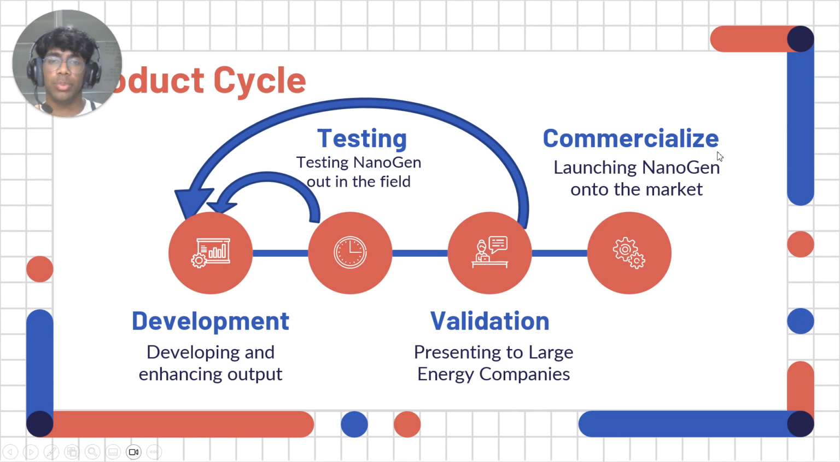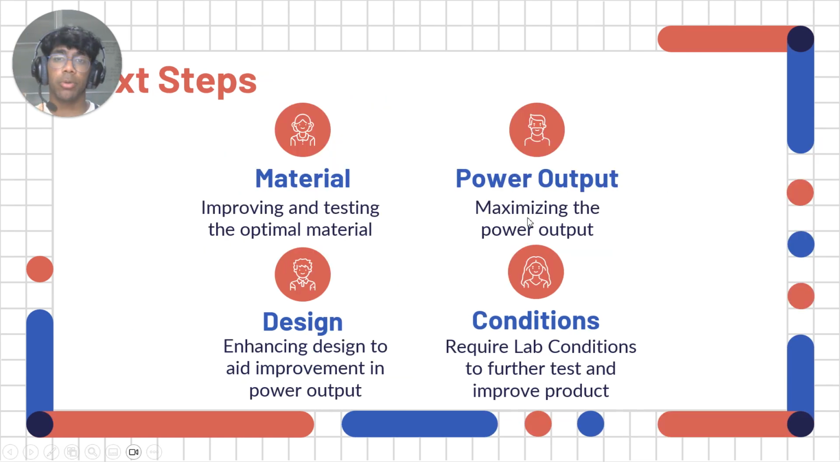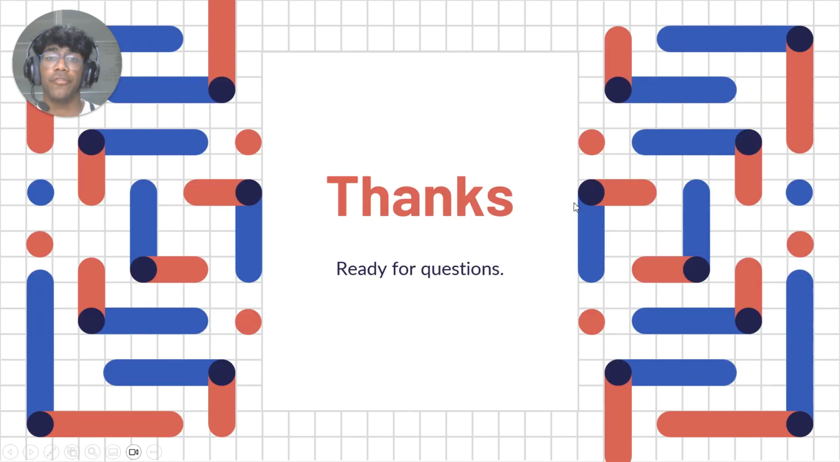Our product cycle is we go from development to testing, and then go back to development to improve on what we found in testing. We go to validation, go back to development, and then we finally commercialize it. Our next steps are improving, testing and optimizing the material, maximizing power output, enhancing designs, and testing in lab conditions. We believe NanoGen is the future, and I hope you do too. Thank you.